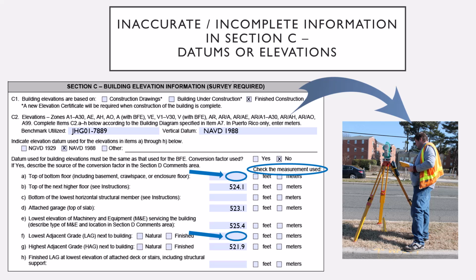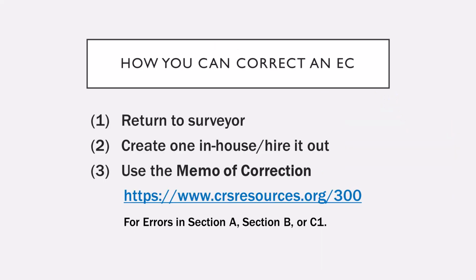Another possibility if you have difficulty getting a surveyor to produce a new corrected form is to have an engineer or surveyor on your community staff produce a new EC. If you have this capability in your community, this may be a much quicker option. If you cannot get a surveyor to complete a new EC, you'll have to try another option.